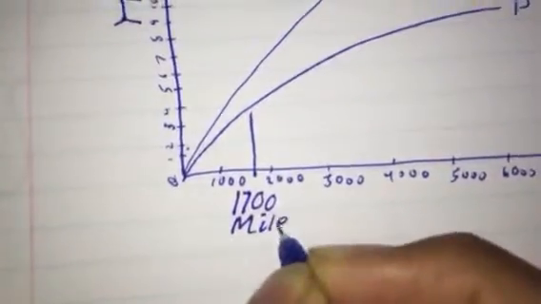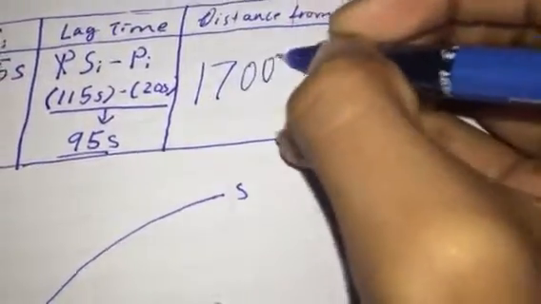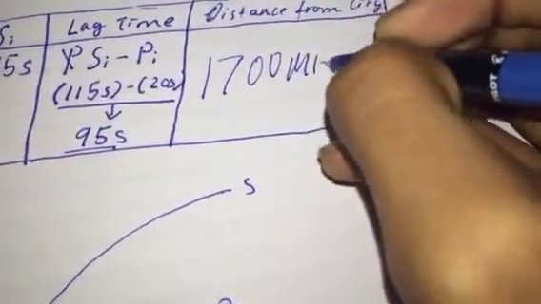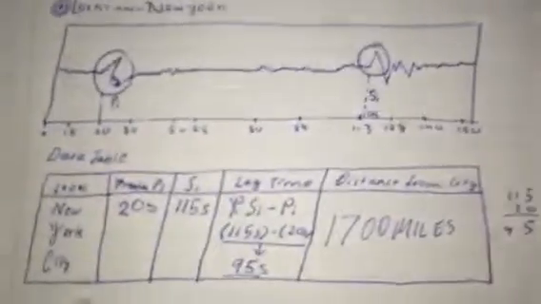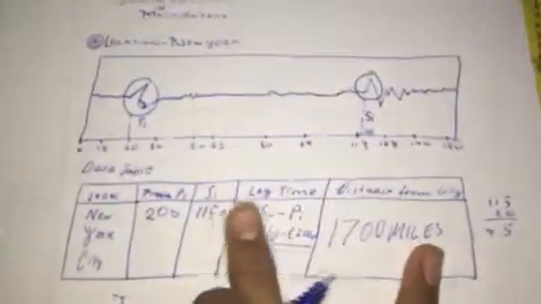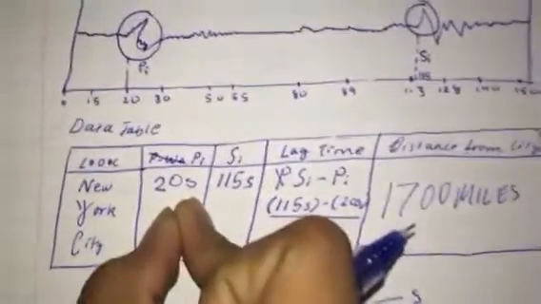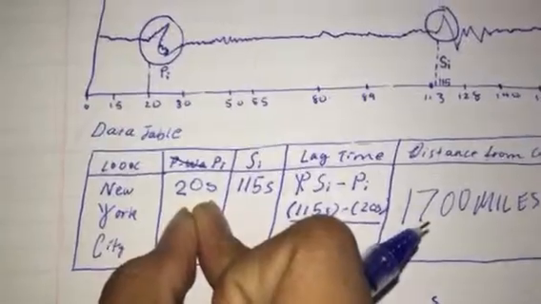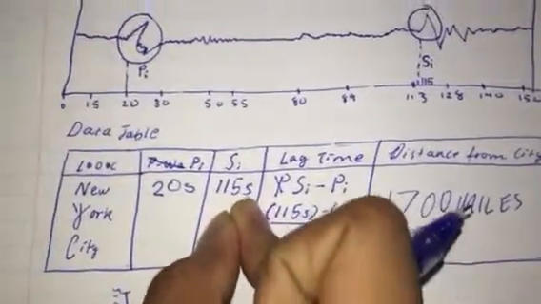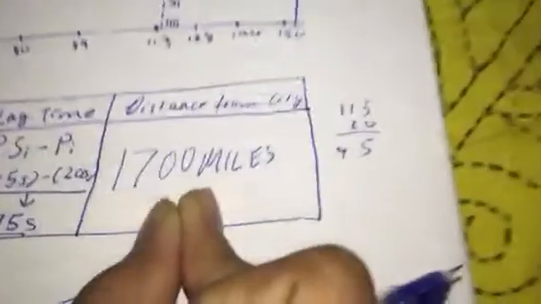Now, how do we plot that on a map? Well, before we do that, let's just finish up our data table. 1700 miles. Okay, so we finished our graph as well as our data table, and we know all these aspects about the earthquake. We know the initial P wave arrival time, the initial S wave arrival time, the lag time, as well as the distance from the city.